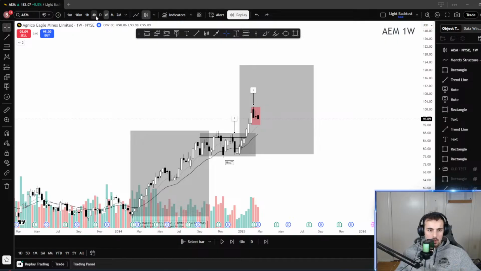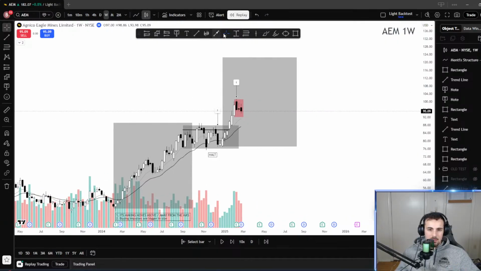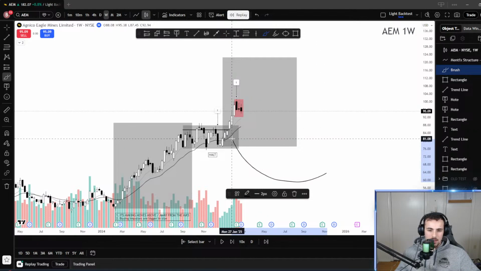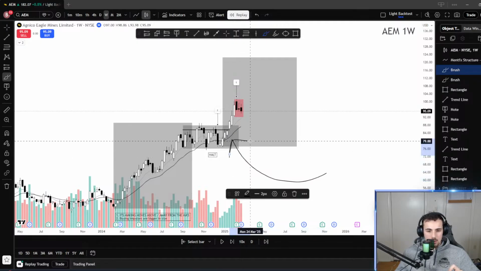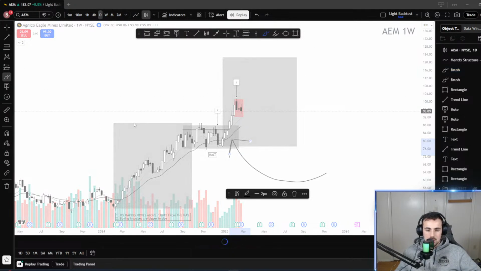I'm dropping down accordingly. And for me to see the lower time frame price action in here, I do have to drop down to a lower time frame because you use time frames to zoom in on price. Very, very important. You use time frames to zoom in on price. So let's drop down to the daily time frame.